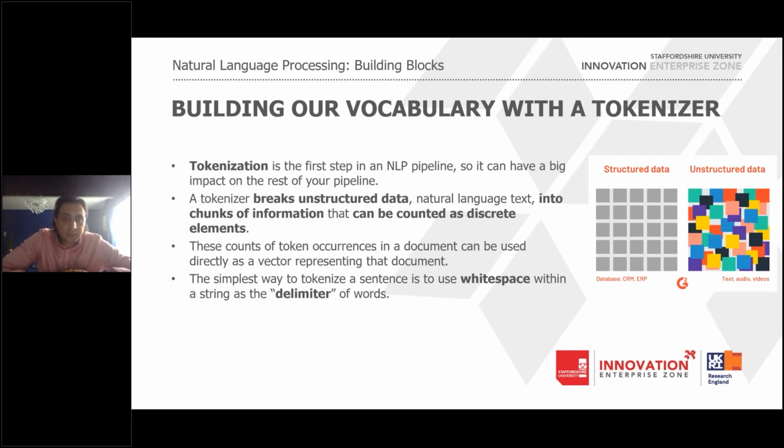So our tokenizer breaks the unstructured data, which is a natural language processing text, into chunks of information that can be counted as discrete elements. And based on that, we can build a structured format where we can add these tokens into a table. And after that, we can introduce this table, which is now in a structured format, to our machine learning model. So these counts of token occurrences in a document can be used directly as a vector representing that document.